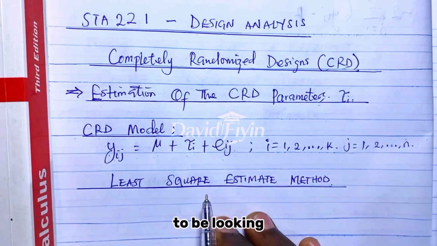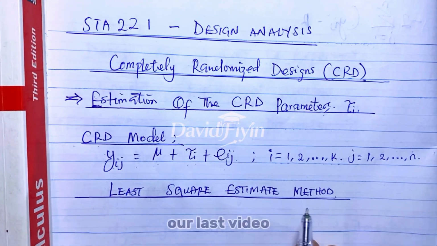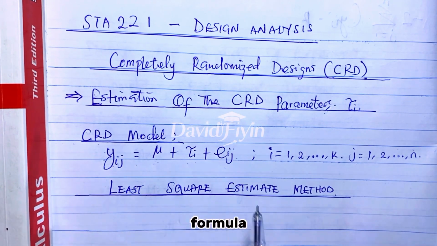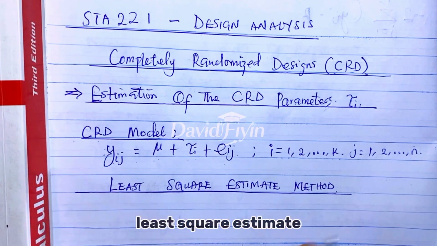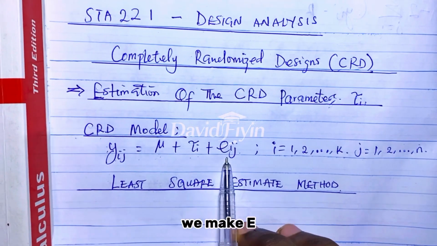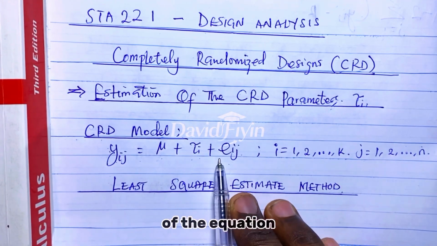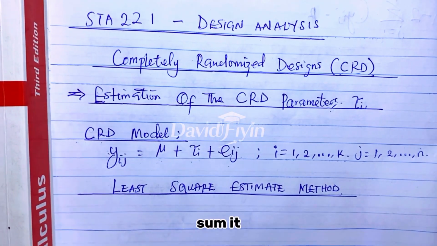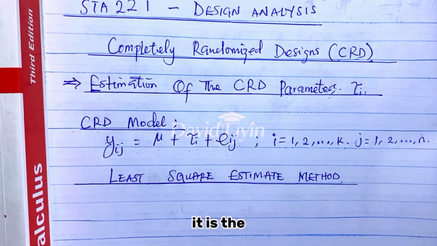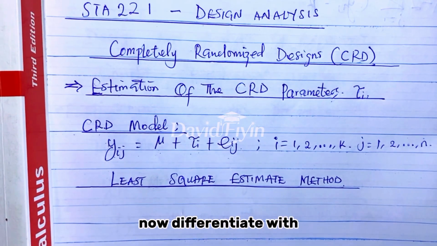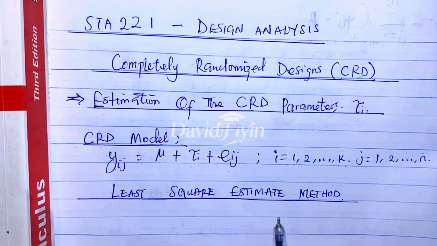Today we are going to be looking into estimation of the CRD parameter tau i. It is the same method we applied in our last video when we were deriving the equation for mu, and that method is the least square estimate method. What we basically do in this method is make Eij, the random error, the subject of the equation, then we square it and sum it, which gives us what we call the sum of squared error, the SSE. It is the sum of squared error that we now differentiate with respect to the parameter that we are trying to estimate in this model. So let's go through that.